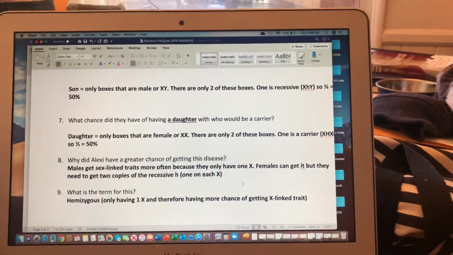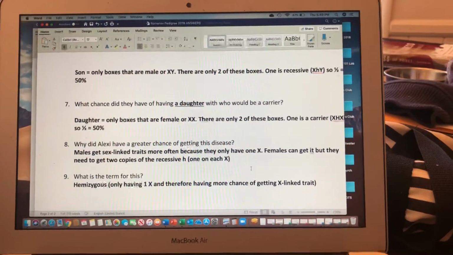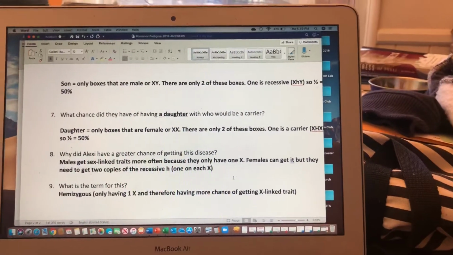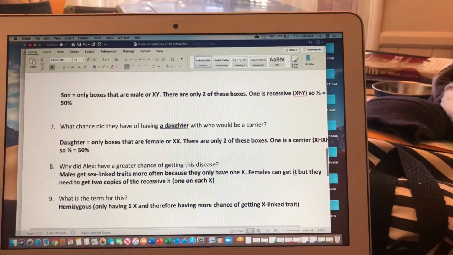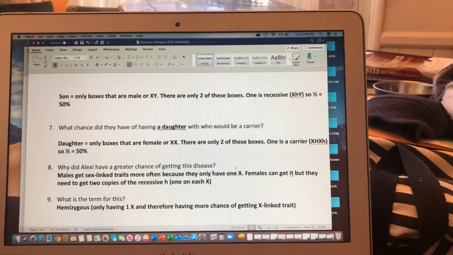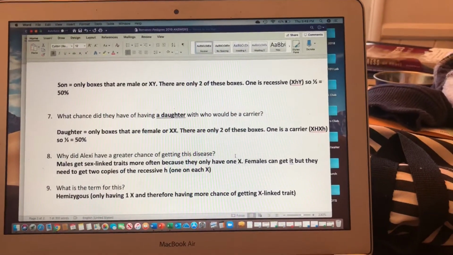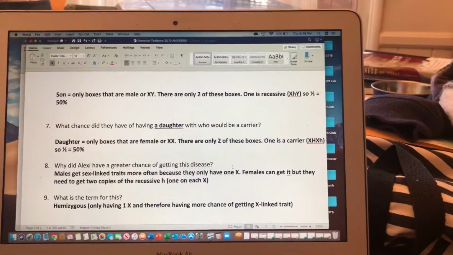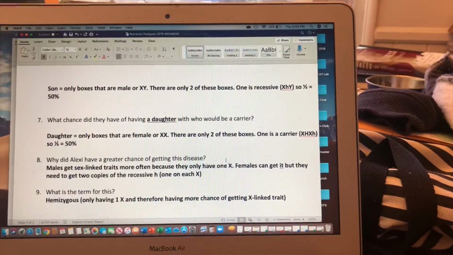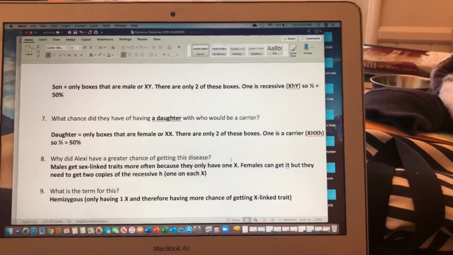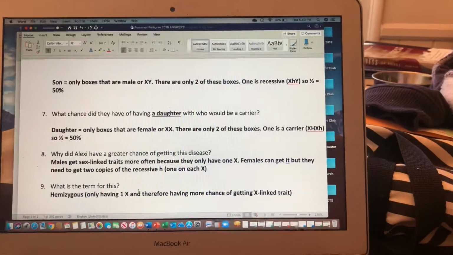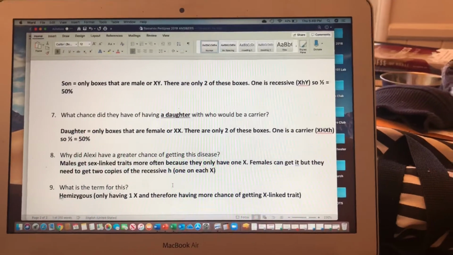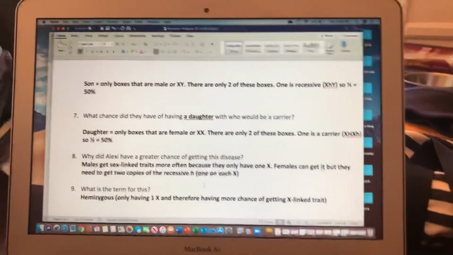For number 8, why did Alexi have a greater chance of getting this? Because males are the ones who get these traits more often. They only have 1 X chromosome. That means that they have kind of a 50-50 shot of whether or not they get a dominant or recessive on this X chromosome. Females can get sex-linked traits, but they have to inherit 2 recessive copies, 1 on each X, so it's much, much rarer. The term for this, for having only 1 X and therefore having a higher chance of getting these traits, is called hemizygous. So please make sure that you are aware of this term because it might show up on your midterm.